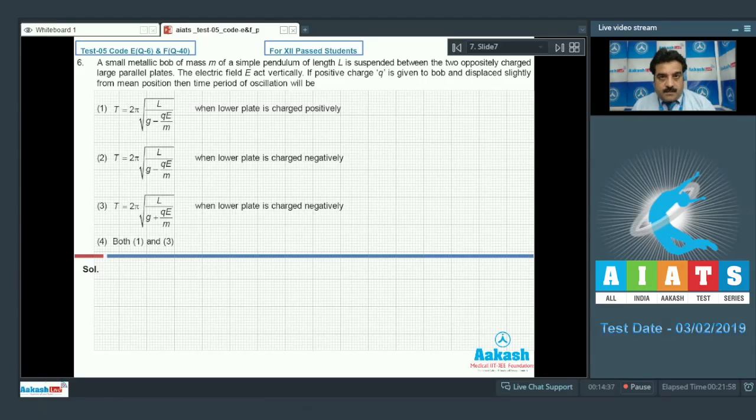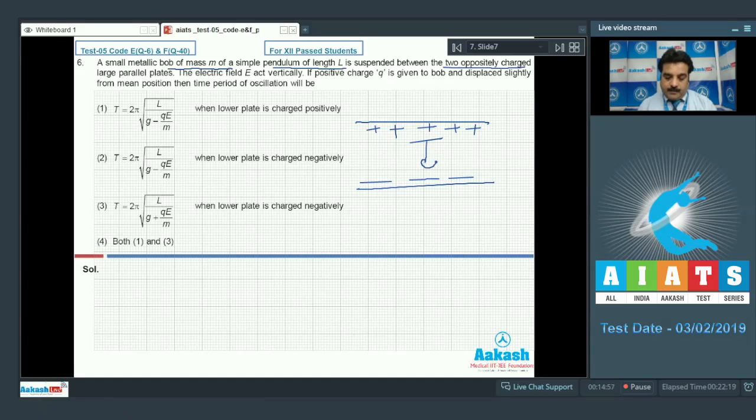In problem number 6, a small metal bob of mass m of a simple pendulum of length L is suspended between two oppositely charged large plates. Just like this. First, if I take this plate as positive and this as negative, there is a simple pendulum. Electric field E acts vertically, but the question is not saying upward or downward, meaning positive y-axis or negative y-axis. The question says only vertically. A positive charge Q is given to the bob and it is displaced slightly from the mean position.